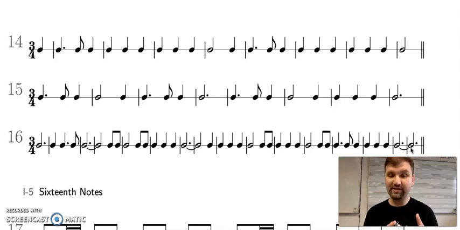So hopefully that gives you some exposure to dots, dotted rhythms, and to the idea of tying rhythms together.